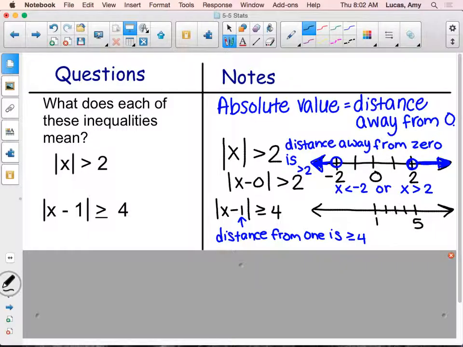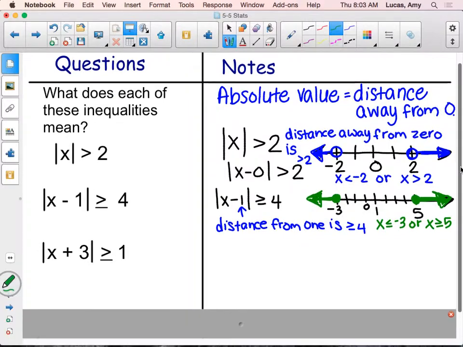I'm at the number 5. If I go 4 units to the left, remember I would have to pass 0. So this would be negative 3. Greater than or equal to means that I would have a solid circle on each of these, and greater than that distance away means further away. So I'm going to have two rays again, moving away from 1. So my inequalities would be x is less than or equal to negative 3, or x is greater than or equal to 5.